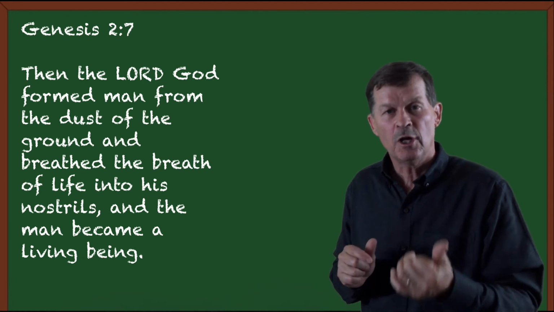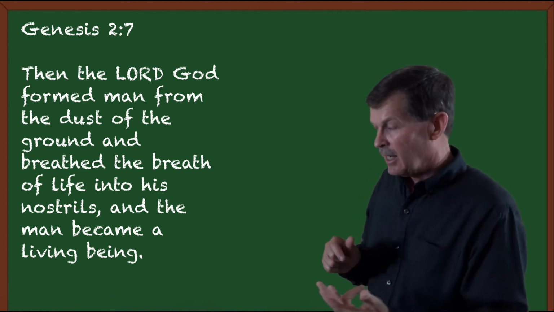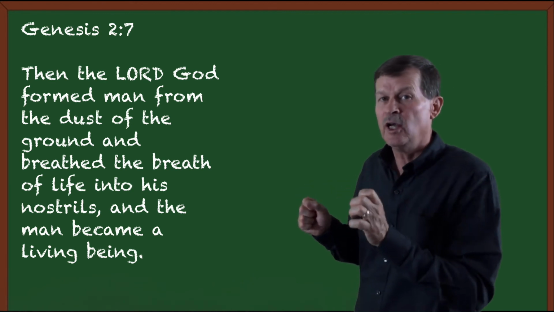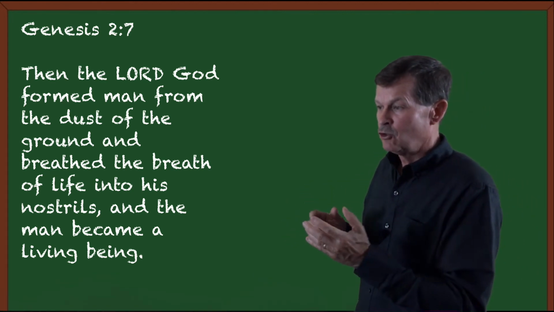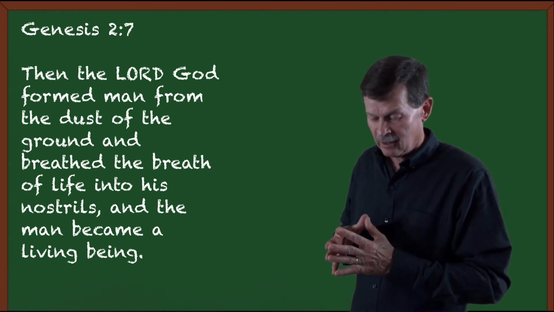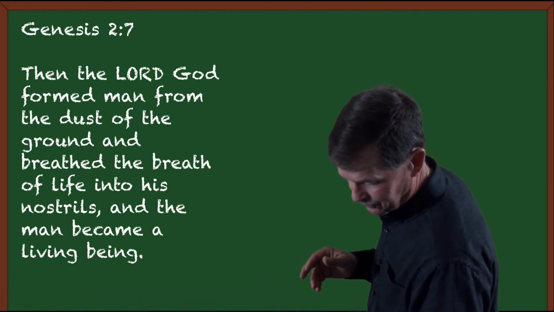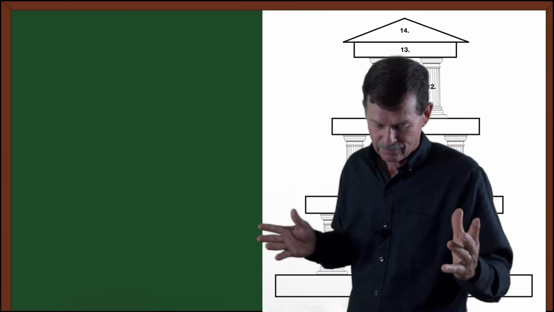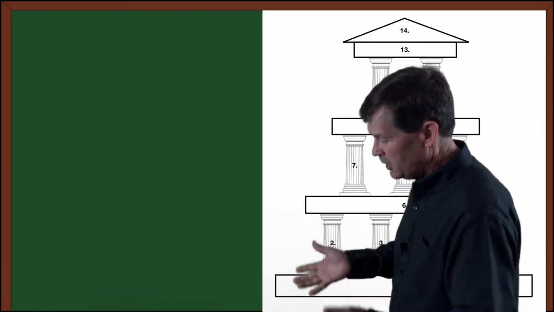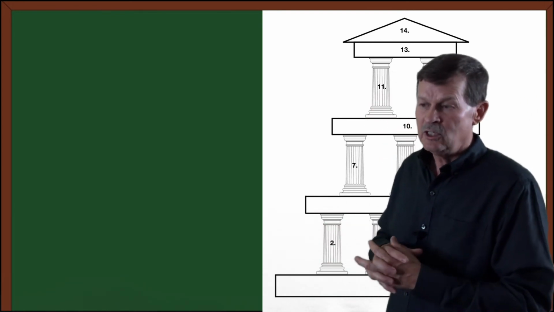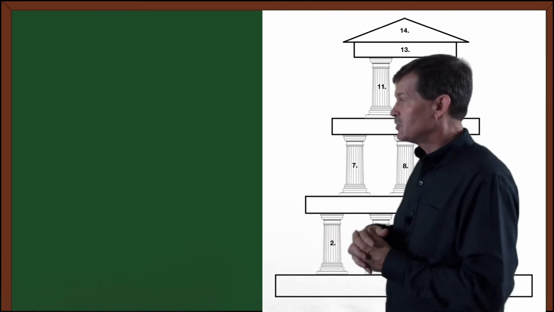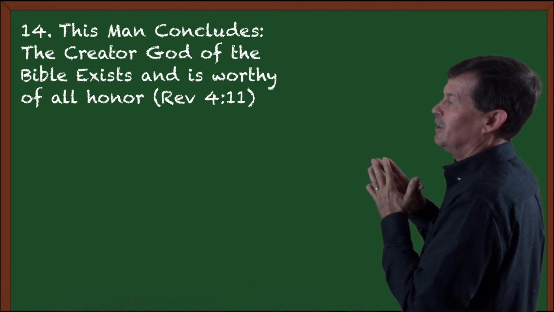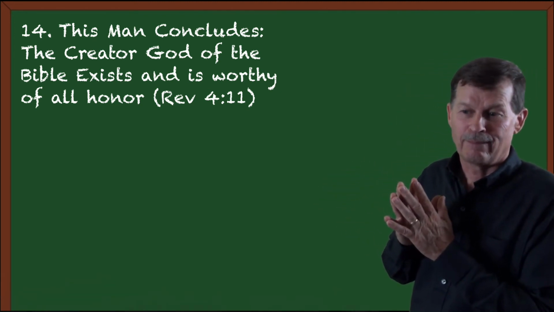Resource number one, God, omnipotent, eternal, created the physical world, the temporal world, and with those resources, then God created the heavens. God created then life, and lastly, God created man. This man, the top of the house, this man then concludes. What would this man conclude? Looking down at his science, looking down at the rules, the methods, this man concludes, the Creator God of the Bible exists and is worthy of all honor.